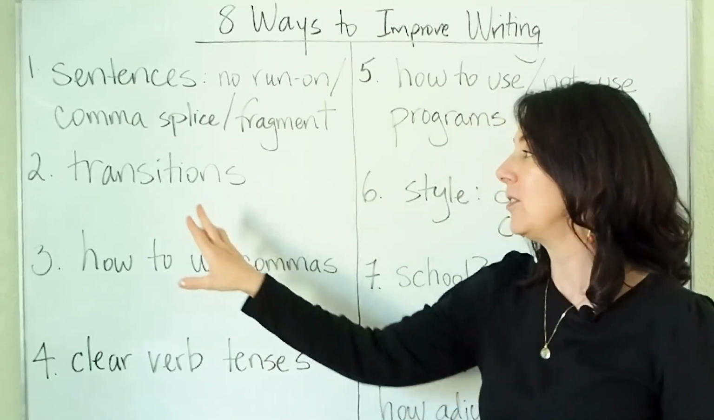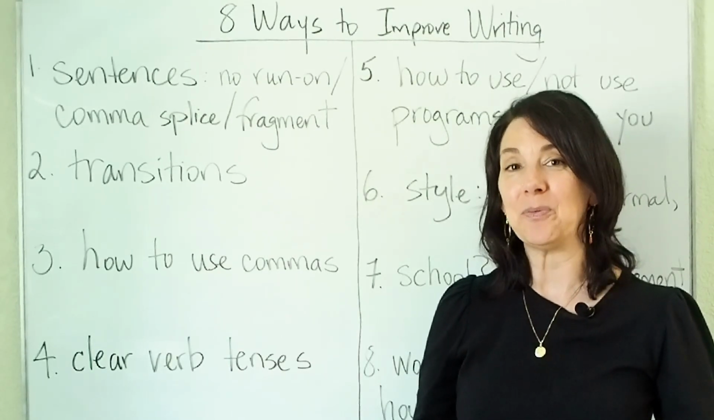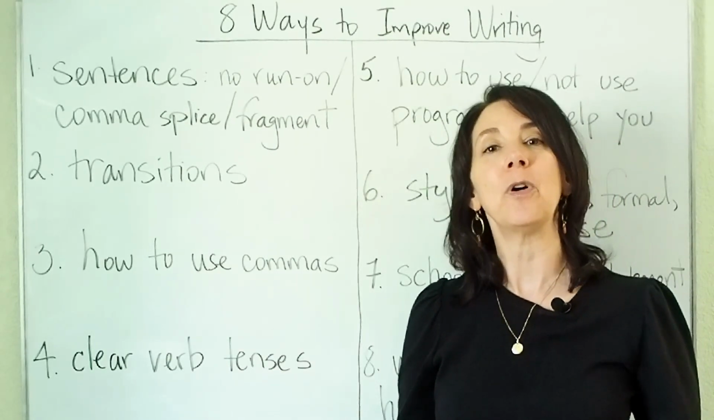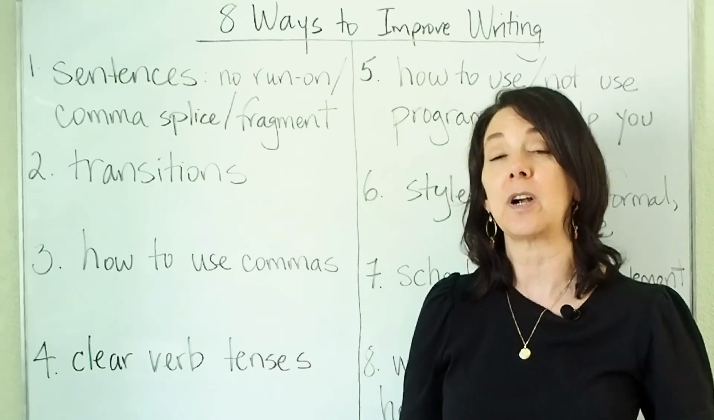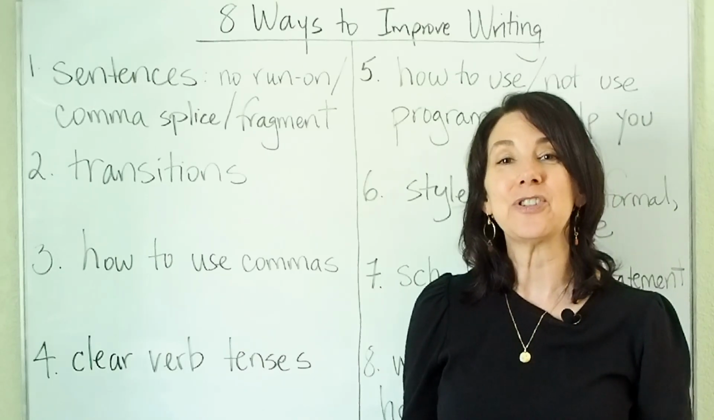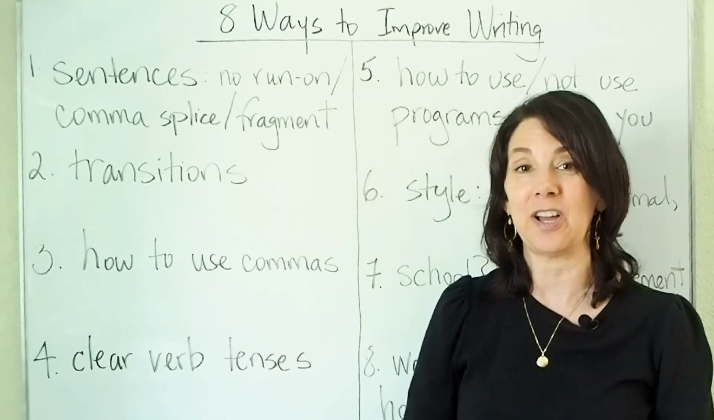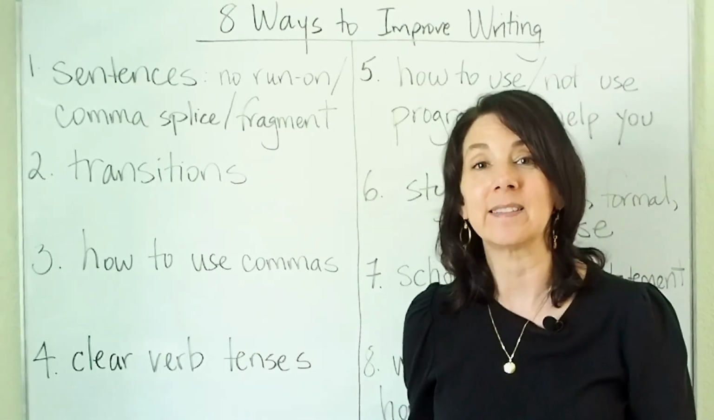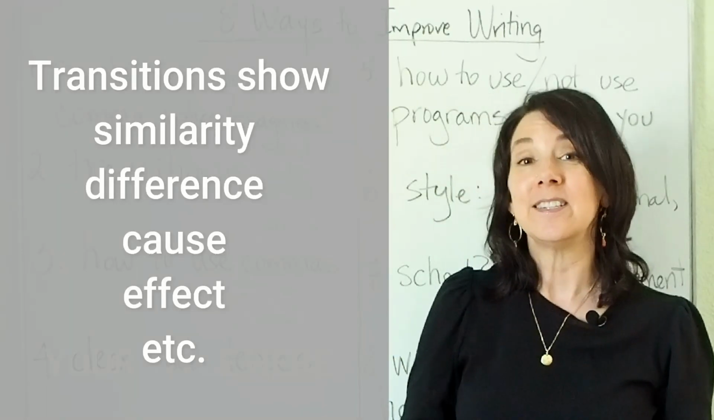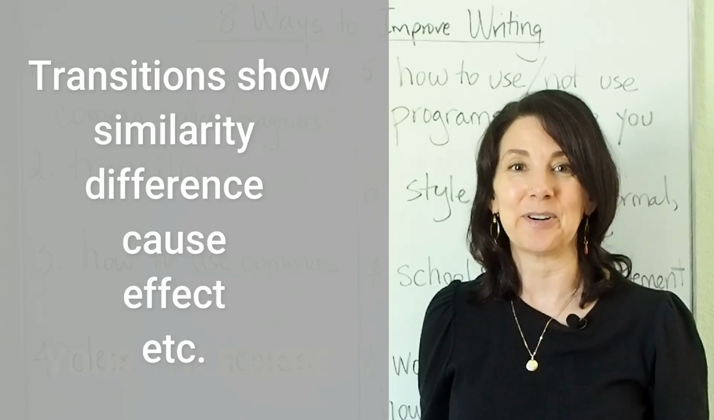Number 2, learn how to use good transitions correctly. So when we are writing, we usually use more formal words, and these words are super important for connecting your ideas. These words show the reader what your ideas are and how they connect to each other. They can show things like similarity, difference, cause, effect, etc.